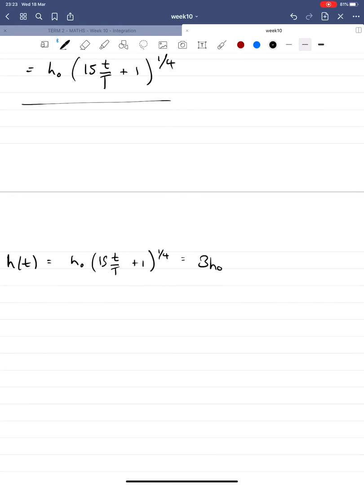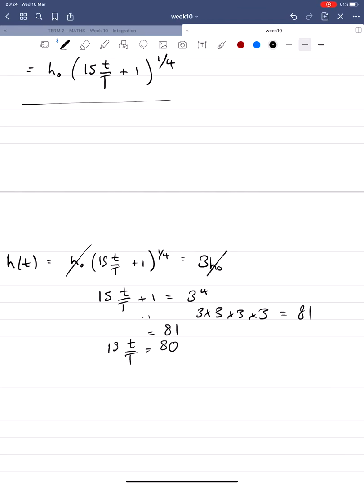All right, I can cancel off this h0 here, and then I'm going to take the 4th power. So I get 15t on T plus 1 is equal to 3 to the 4. That's 3 times 3 times 3 times 3. 3 times 3 is 9, times 3 is 27, times 3 is 81. So this is equal to 81, which means 15t on T, subtracting 1 from both sides, is equal to 80.